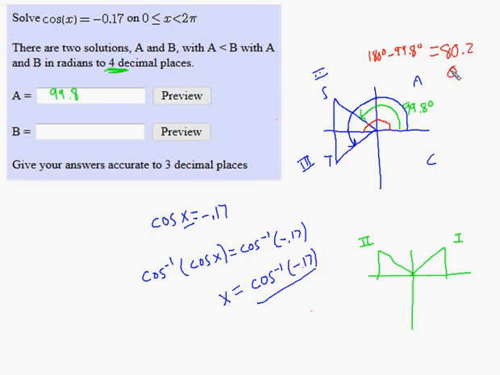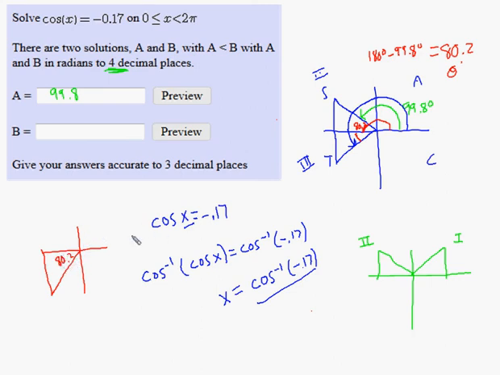Oftentimes that's called theta prime. So if my reference angle in here, this guy right here, is 80.2, that means this reference angle here, this guy right here, is 80.2. So let me draw this down here since the picture is getting a little complicated. The reference angle here is the same as the reference angle there, so that's about 80.2.